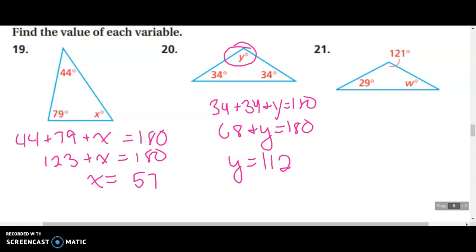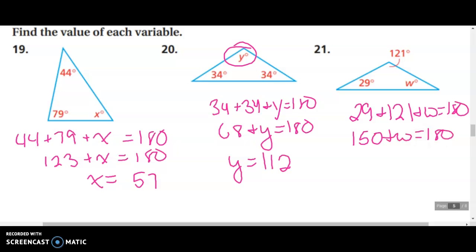Finally, number 21, we have 29 plus 121 plus w equals 180. 29 plus 121 is 150, plus w equals 180. We subtract 150 from both sides and we get w equals 30. It means that this missing angle is 30 degrees.